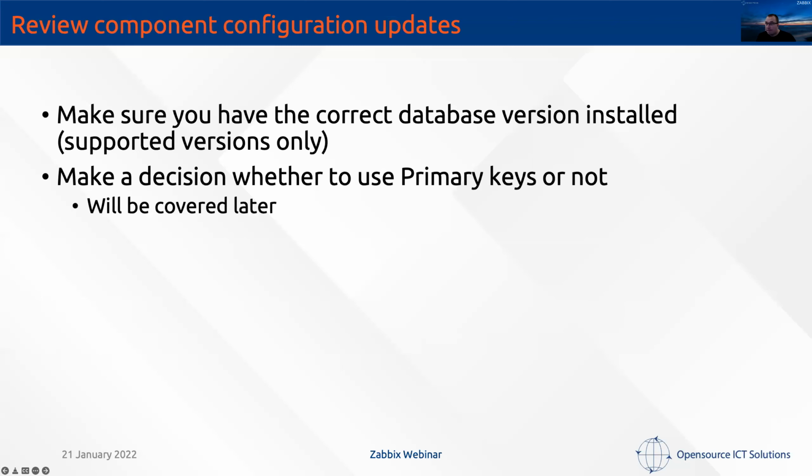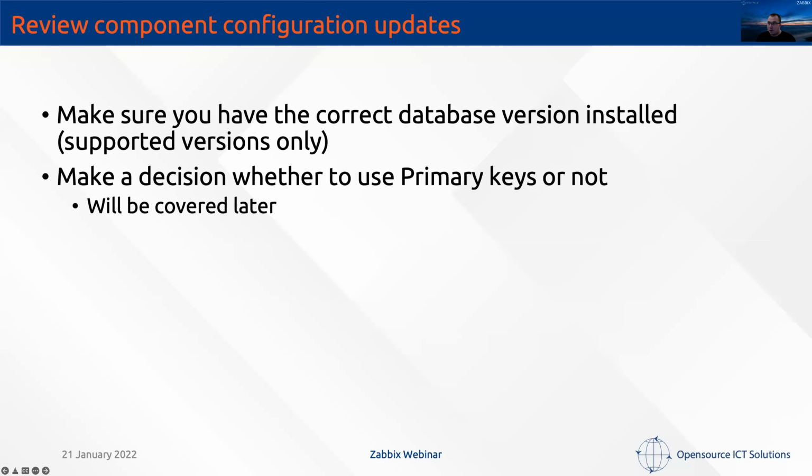Once you have done this, see if all the configuration changes are done or what should be done. So make sure you have the correct database version, of course, supported versions only. And check the upgrade notes to see if there are mandatory configuration changes within the Zabbix server config mainly. And this is also the moment to make a decision whether you want to use primary keys for your history tables or not. We'll cover it later because it takes a few slides to explain. But this is the moment, should we be using them or not yet?